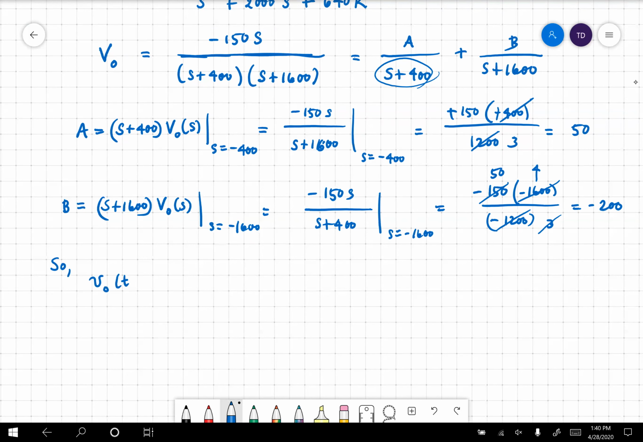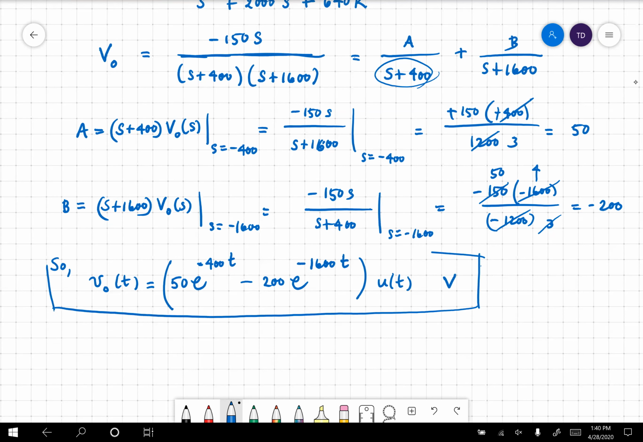So v0 of t is equal to 50 e to the minus 400t plus a minus 200. Let's make it a minus right now. Minus 200 e to the minus 1600t. The units of this are volts. For the heck of it, I'm going to put a u of t here. If you don't, I'm not going to penalize you. It's nice to put it there in volts. And that's the answer for V0.